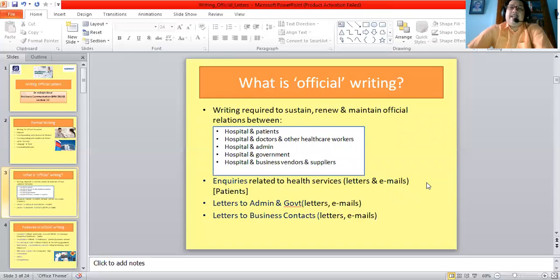So over here, all the kinds of writing, both hard copy and electronic, which is required to sustain, to renew, and to maintain the relations between the hospital and the patients, the hospital and the doctors and other healthcare workers. Like, for example, you might have a team of physiotherapists or medical technicians or various other people, dietitians and others. Again, between the hospital and the members of the admin, the hospital and the government, and the hospital and other business vendors and suppliers.